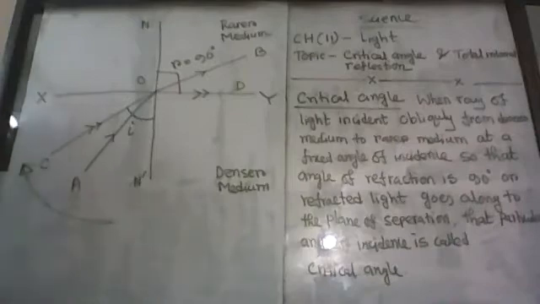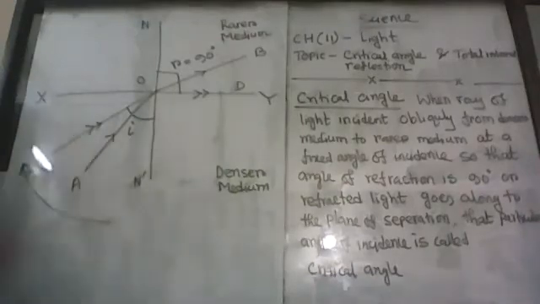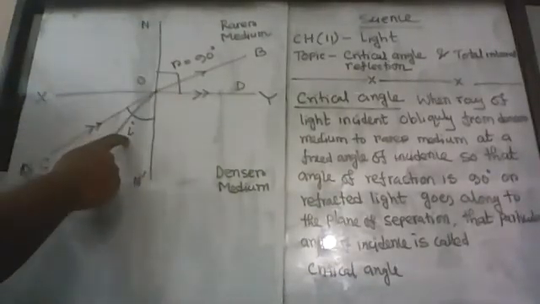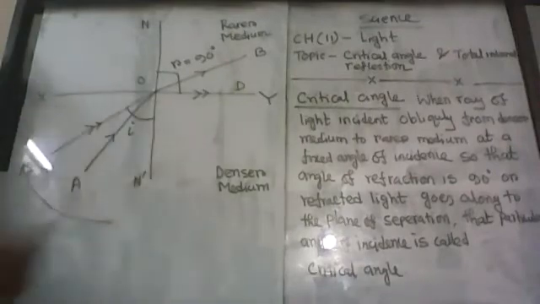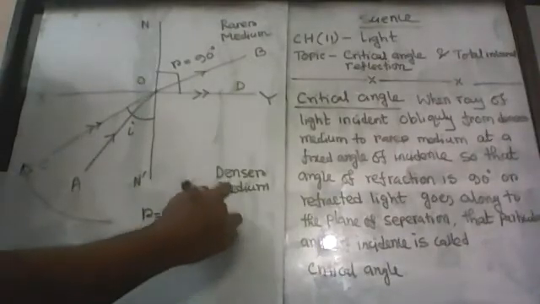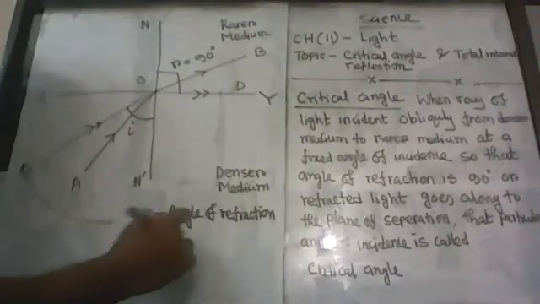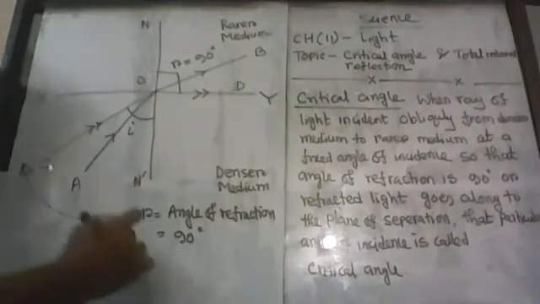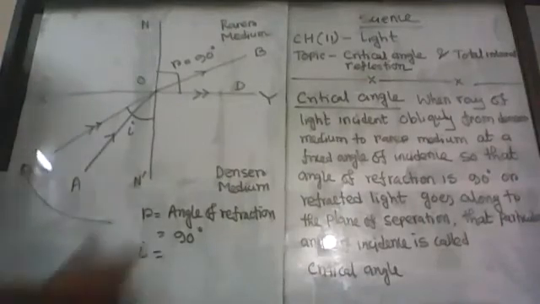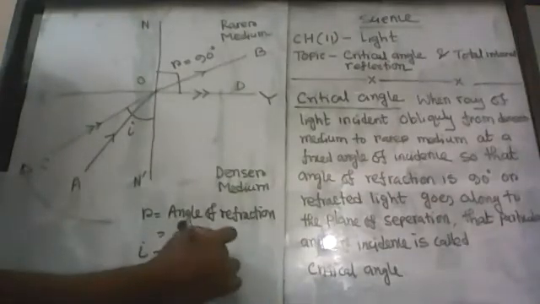So what do you mean by r? R equals 90 degrees, the angle of refraction. So here r equals the angle of refraction. You see that this is the angle of refraction and this is the angle of incidence. The angle of refraction is nothing but 90 degrees, and here i, the angle of incidence, is nothing but the critical angle theta c.